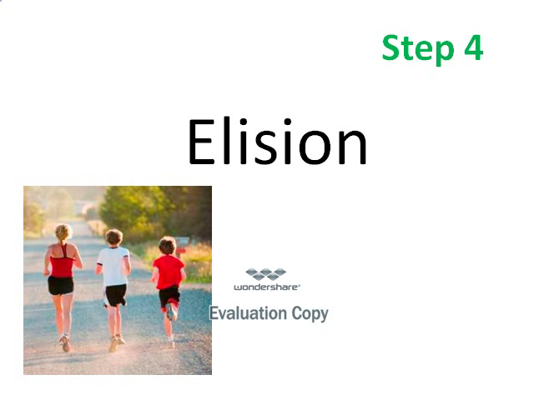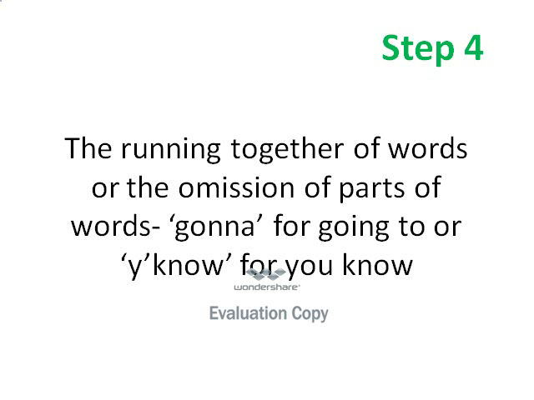Okay, also within step 4 is the running together of words or the omission of parts of words. So "gonna" for "going to", or "y'know" for "you know". Again, this is related to accent because it's the way things are said. These are two really common examples. There might be other less common ones depending on the accent of the person. But it's just when two words are kind of mashed together or run together.